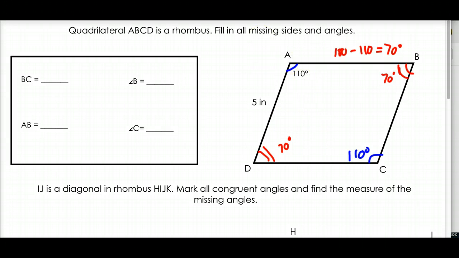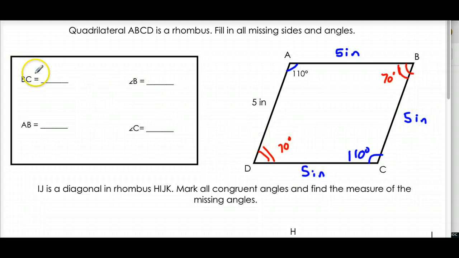That was pretty straightforward. Now the sides are the easy part because we know all sides are congruent. So if we know one of the sides, such as AD is 5 inches, we can say that every other side is also 5 inches. This is 5 inches, and this is 5 inches, and this is 5 inches.